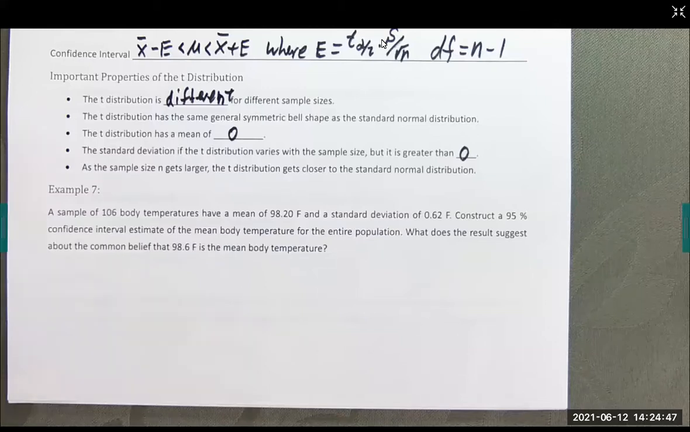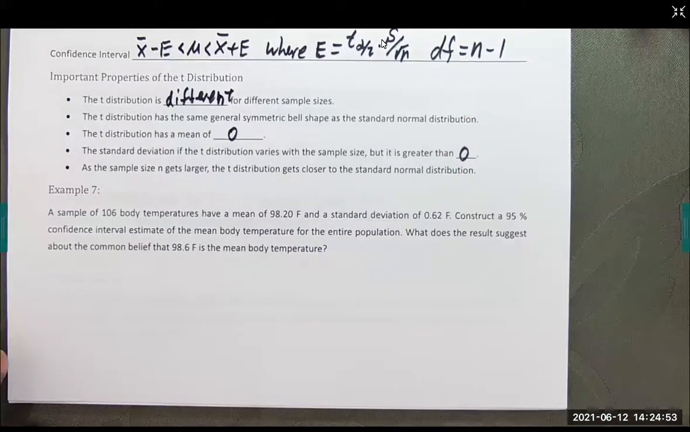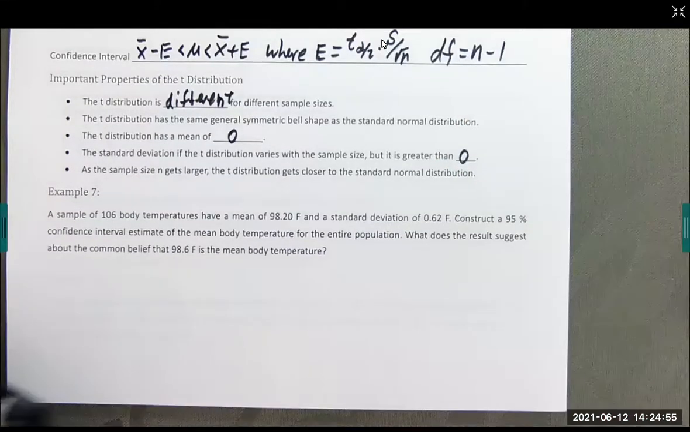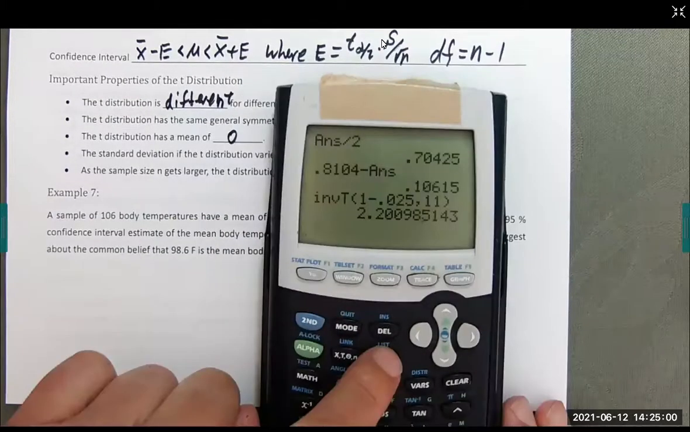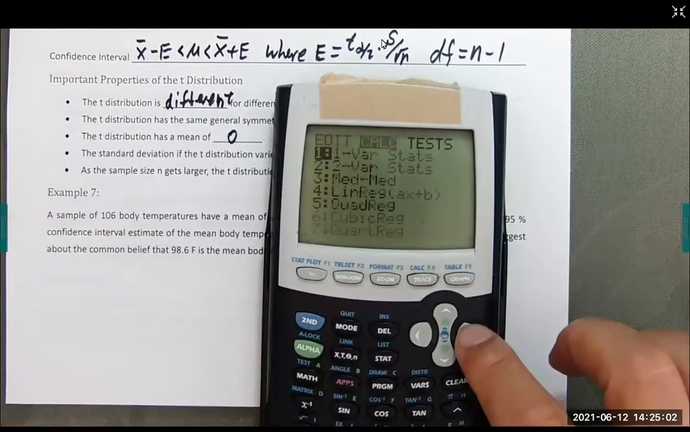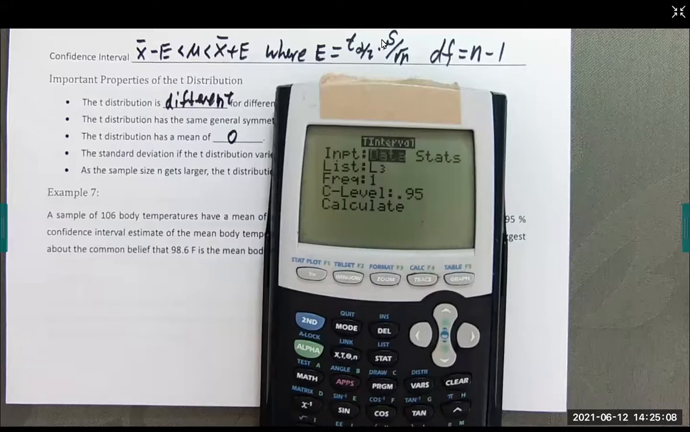Okay, so we could go through and crank all this out. However, what we're going to do instead is learn how to do it with our calculator. So we're going to go to stat, we're going to go to tests, and we're going to scroll down to a t interval. And we're not going to use data. We're going to use our statistics.